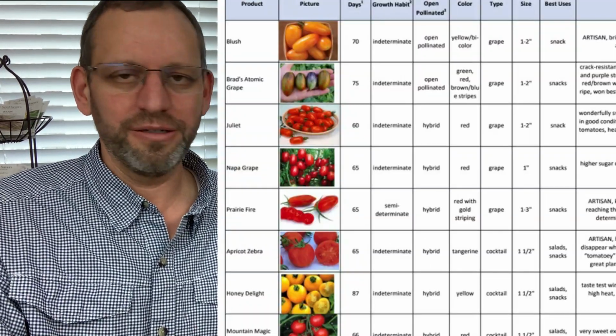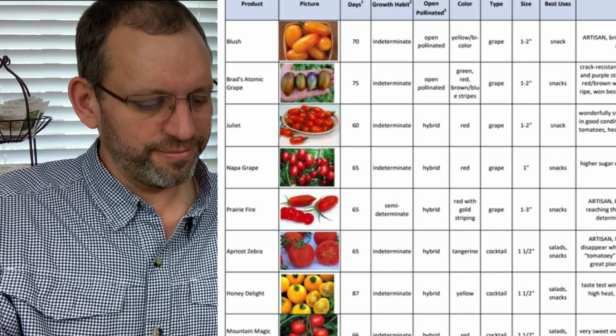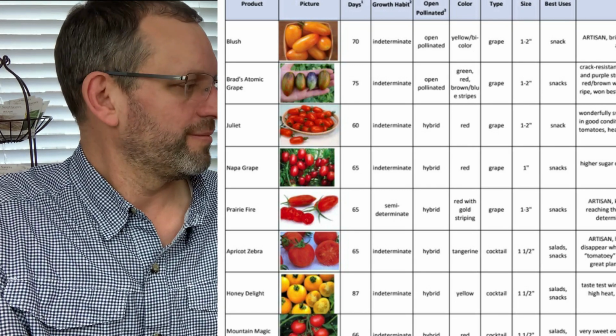So what's the difference between cherry and grape tomatoes then? Grape tomatoes are just a little bit bigger and a little bit longer, kind of grape shaped is how I like to look at them. Or bullet shaped in the case of some of them. Blush and Prairie Fire, they're both little torpedoes. They're kind of fun. So some are just a little bit longer.